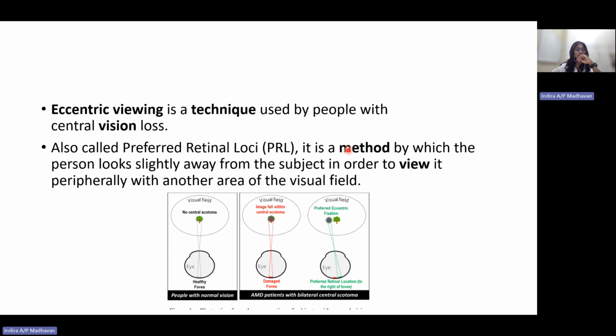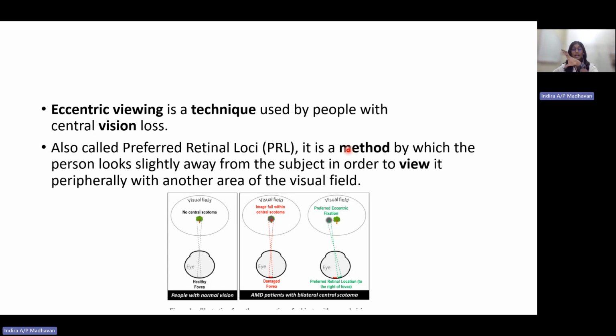Okay, so this is known as the PRL. When you turn your eye or take fixation other than the macula, it is called the preferred retinal locus. That means you are shifting your gaze from the macula to the peripheral retinal areas, the peripheral macular areas, in which the person looks slightly away from the subject in order to view it. It can be up, down, right, or left. So it is not only restricted to horizontal movement, it can be up and down also.